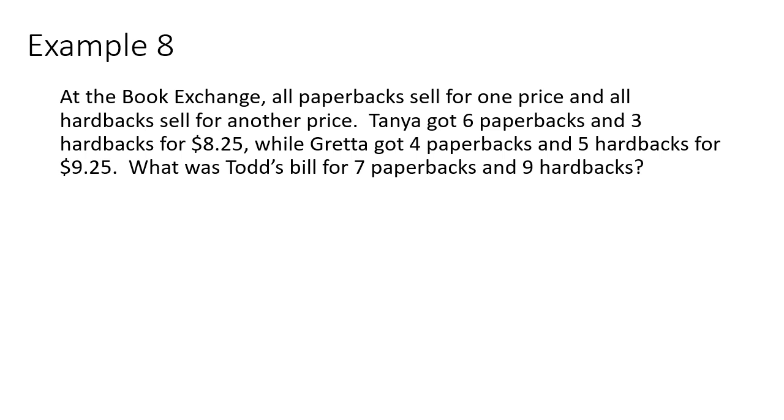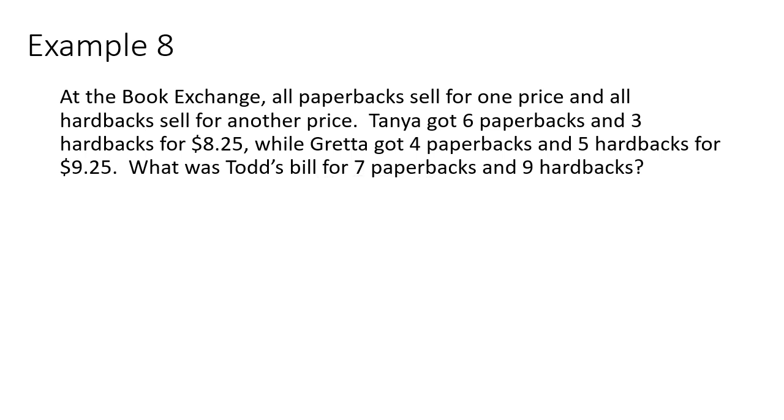We're told that Tanya got 6 paperbacks and 3 hardbacks for $8.25. Greta got 4 paperbacks and 5 hardbacks for $9.25. What we're asked here is what is Todd's bill for 7 paperbacks and 9 hardbacks? Well, what we have to do first is actually figure out how much each of the 2 books cost. So this problem has 2 steps. The first step is to figure out the price of the books, and then the second step is going to be to use that information to calculate Todd's bill.